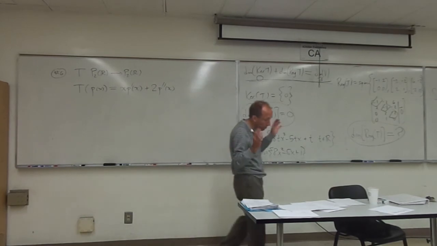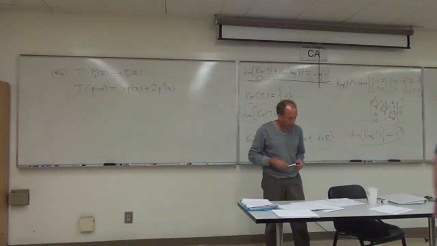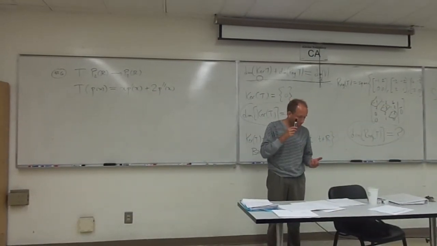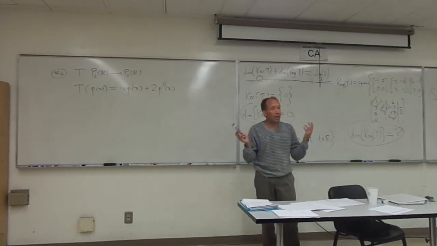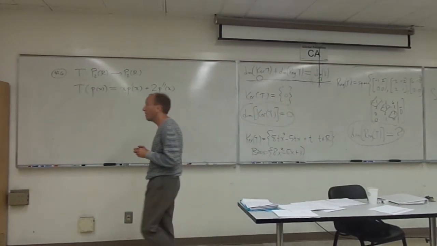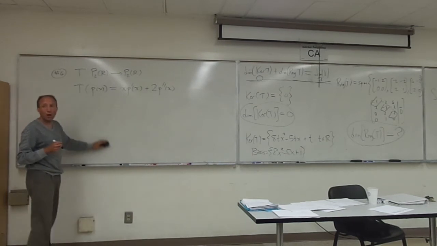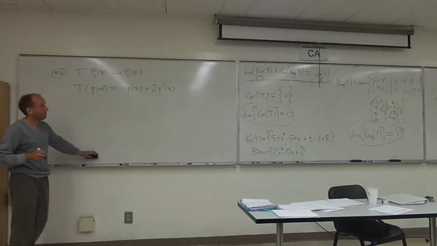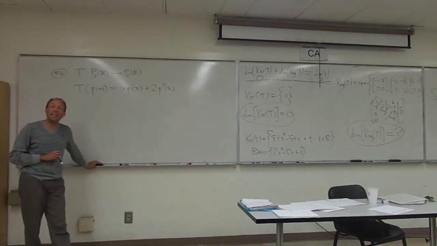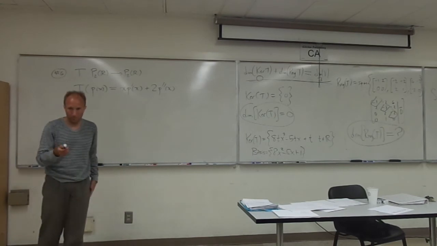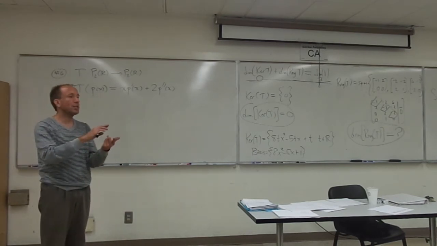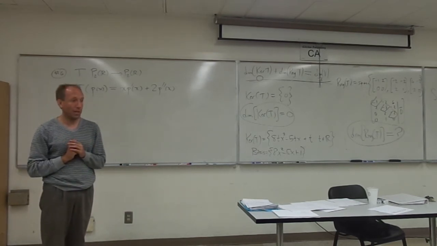And there are several parts here. I want to show that it's linear. I want to find a basis for the kernel and find a basis for the range. So if I want to show that T is linear, what do I have to do? See if T respects addition and scalar multiplication. Exactly. T has to respect addition and scalar multiplication.